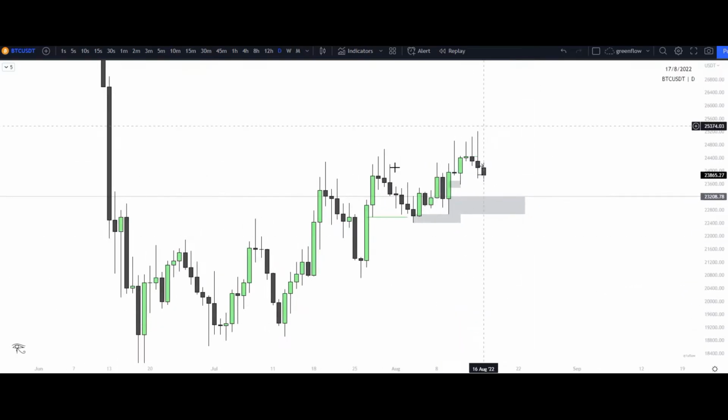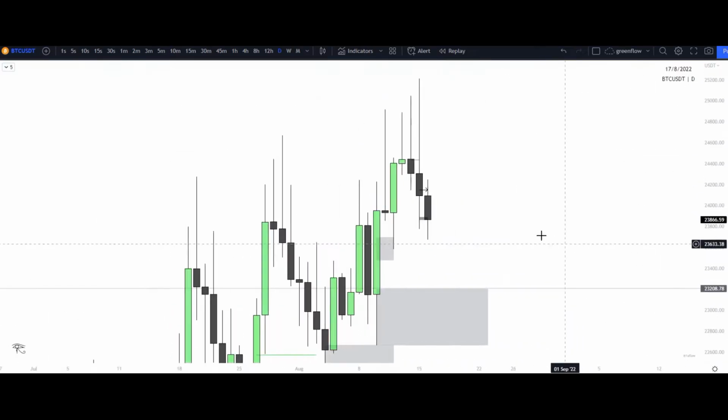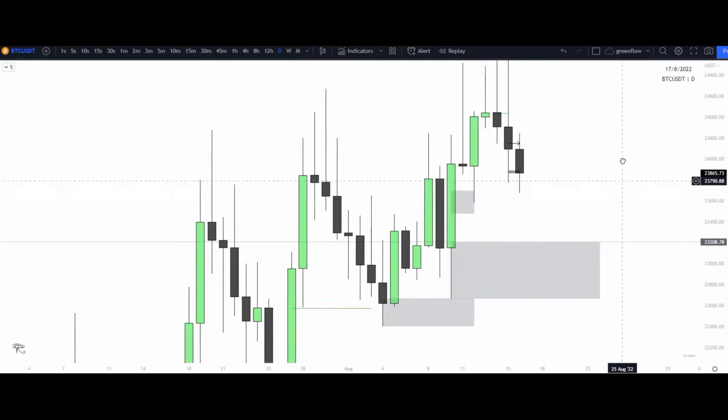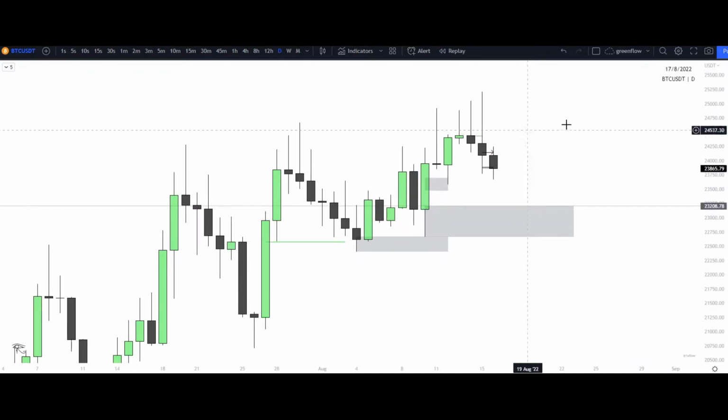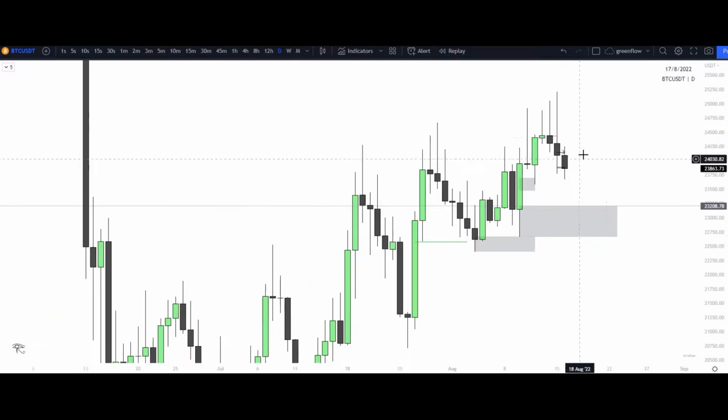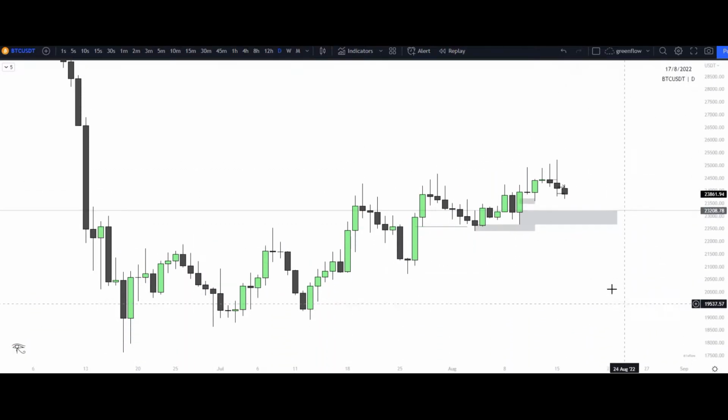So understanding the daily and understanding our daily structure, looking at these areas right here, right? I'm only worried about the candles, so don't really mind the wicks too much until we get to the lower time frames, right? I'm looking for candle closures, strong displacement on the daily, to tell me that it wants to go a certain way. So understanding our daily structure, right?